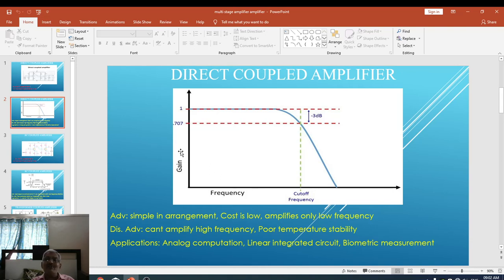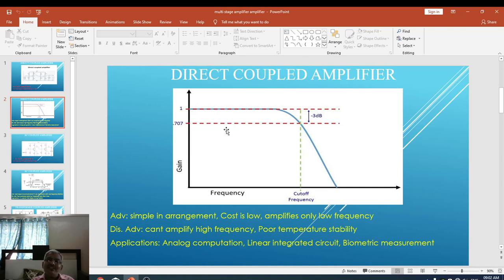Friends, this is the graph of gain versus frequency, which we represent as the frequency response curve. Here no coupling component is used. That is important. The entire circuit produces a response like that of a low pass filter, that amplifies the lower frequencies up to the upper cutoff frequency. This range is as good as the DC level frequency range. It is a low frequency range. That is again one of the reasons why it is called a direct coupled amplifier.